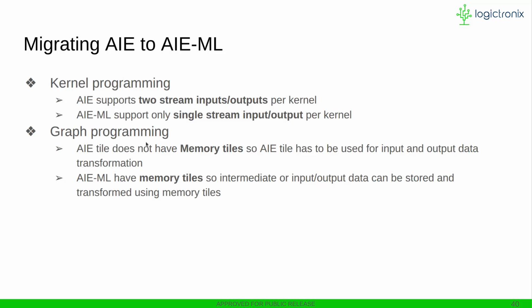And next, for the graph programming part, AI engine tiles do not have memory tiles present. So all the processing and all the memory operations have to be done inside the AI engine compute tiles only. But in the AI ML architecture, you have memory tiles. So apart from the compute tiles, you have these memory tiles for arranging the memory, as we have seen in our application, and converting that to pass to the next step.